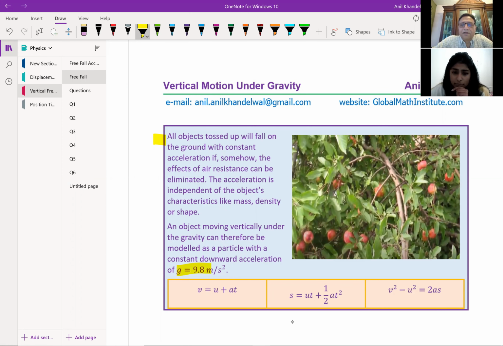Perfect. In earlier units, you have derived these formulas: V equals U plus AT, S equals UT plus half AT square, V square minus U square equals 2AS. We are going to use the same formulas because they were derived for constant acceleration, correct? Right. They were derived for constant acceleration. And in vertical motion, acceleration is due to gravity, which is constant. So once again, we have the constant acceleration. The only thing is now the value of A for all our examples will be 9.8.